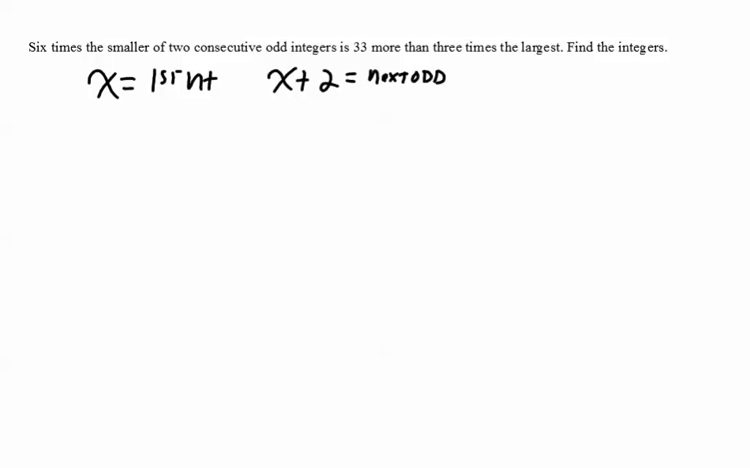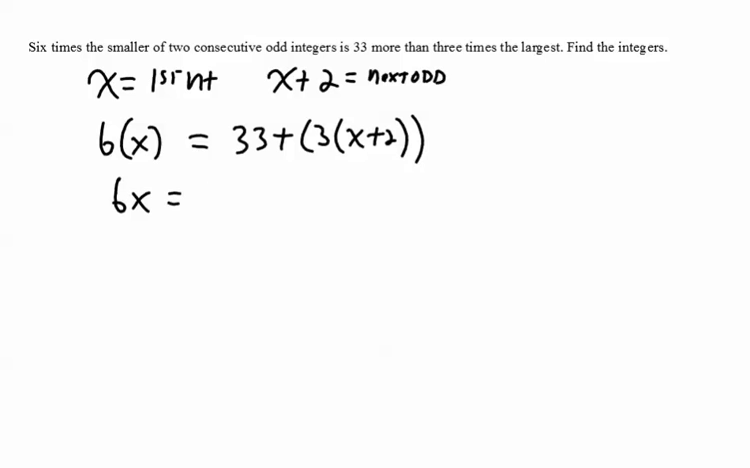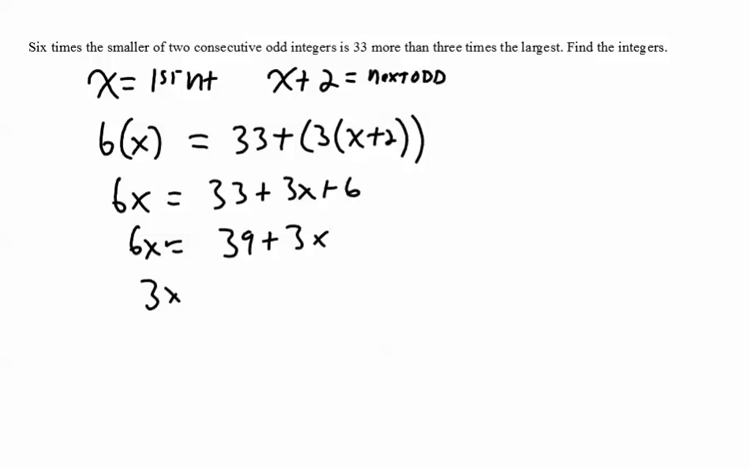Okay? So 6 times the smaller of the two consecutive odd integers is 33 more than 3 times the largest. Now let's see how this works out. You got 6x equals 33 plus 3x plus 6, right? Then you combine on the right side, and you get 39 plus 3x. Then I subtract 3x, so I got 3x equals 39. I divide both sides by 3, so x is 13. Then x plus 2 is 15. So the two numbers I have are 13 and 15.